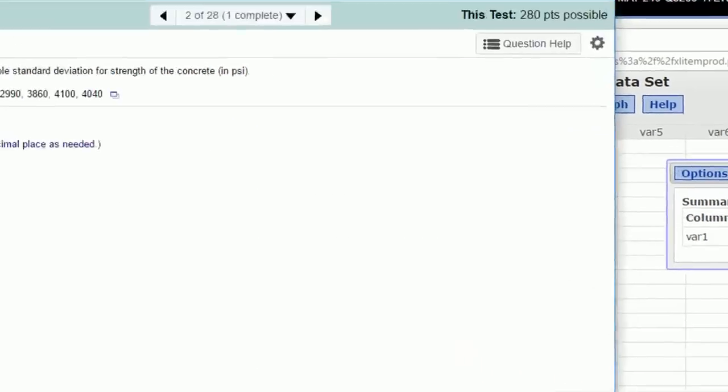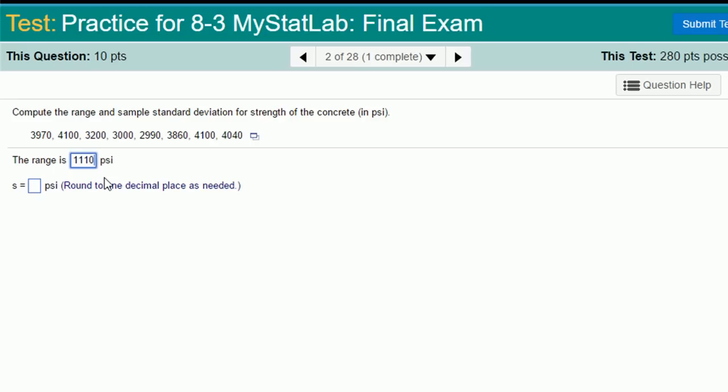So first I want the range, it's 1110, and standard deviation 501.96 has to round up to 502.0. The 0.0 is not necessary. Round to 1 decimal place. So that's rounded to 1 decimal place. Moving on.